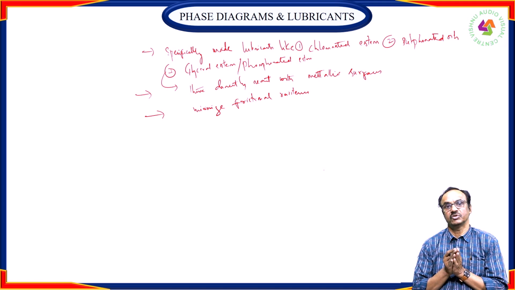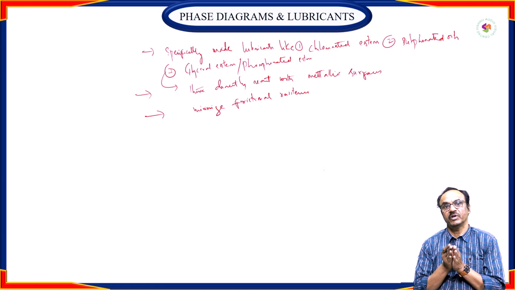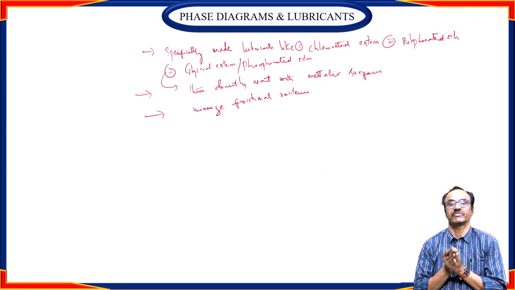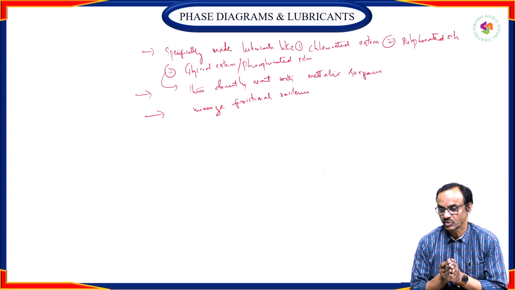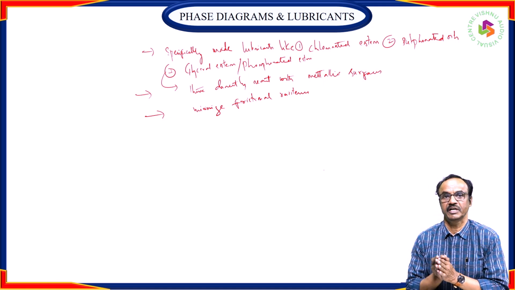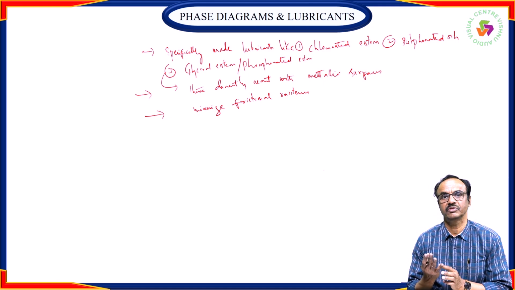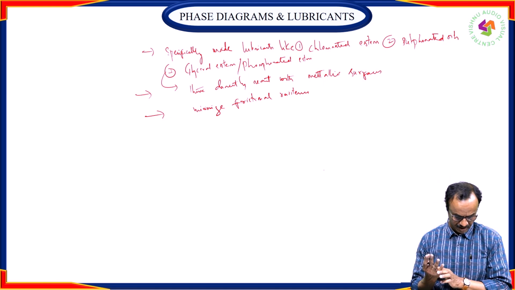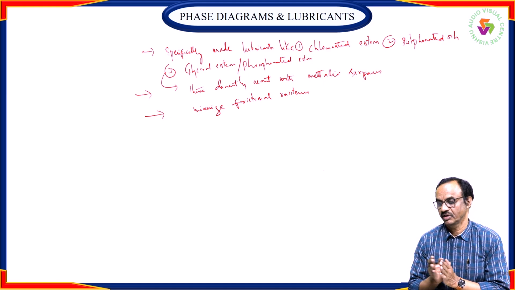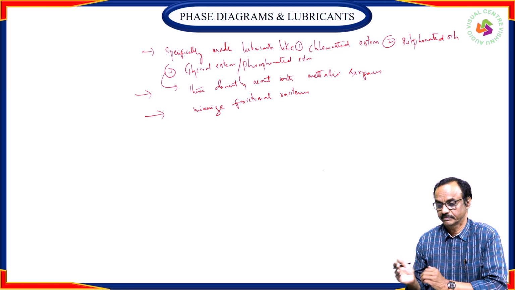Which will lead to the moving, rotating, sliding surfaces touching each other. When they touch each other, because of frictional resistance, damage of the metallic surface of the machinery takes place. So the 3 important ones are thick film, thin film and extreme pressure lubrication. These are the 3.